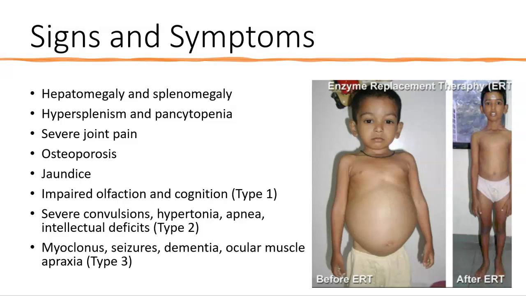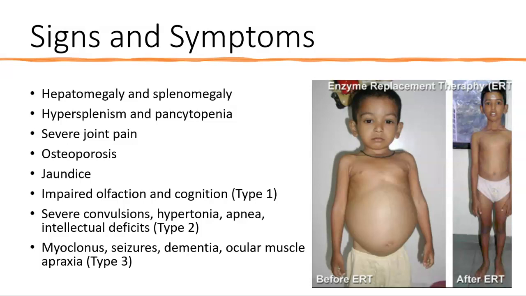Gaucher disease and some of the intricacies of the disease symptoms in the different types of Gaucher disease. So classically, Gaucher disease is characterized by hepatomegaly and splenomegaly, as well as hypersplenism and pancytopenia, which could be appreciated in blood sampling. The disease also causes severe joint pain due to the accumulation in the bone marrow, and this can also lead to joint degradation, such as osteoporosis.